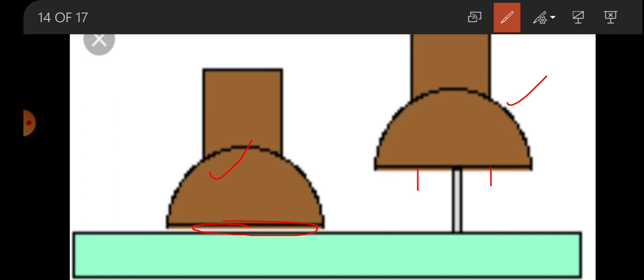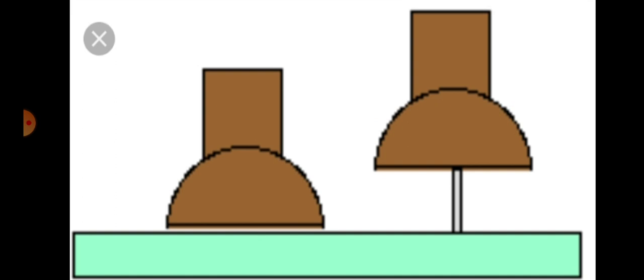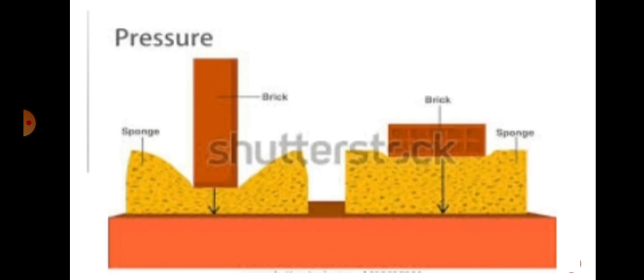Due to these pins, the area will be less, so more pressure will be generated. So these pins will be inserted in the ice, and since these are inserted in the ice, now you can easily walk on the ice bergs or surface which is totally covered by the ice. So this is another example of pressure increasing with decrease in area.